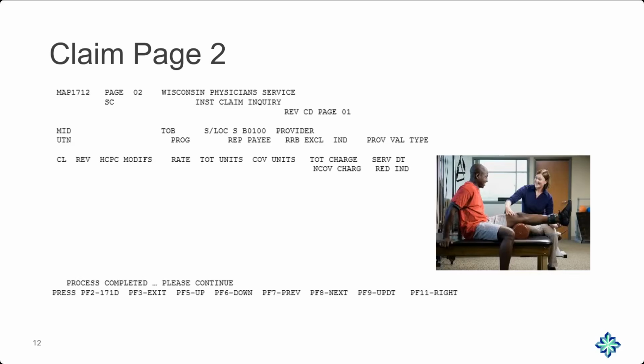Now, page 2 is important when you're keying claims, because this is where you're going to list all the items and services that you're billing for. It contains revenue code information, HCPCS codes, charges, and service dates. In the top portion, some of the items from page 1 will automatically be populated, such as the patient's Medicare number, your provider number, the status location, and the type of bill.